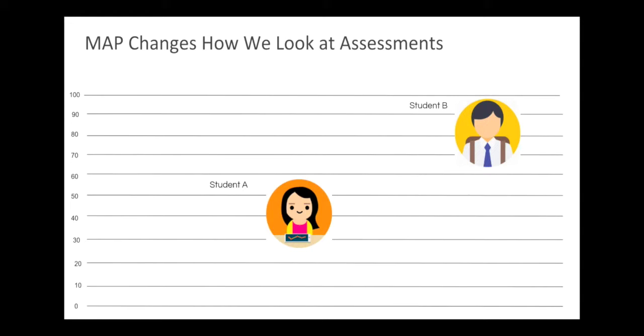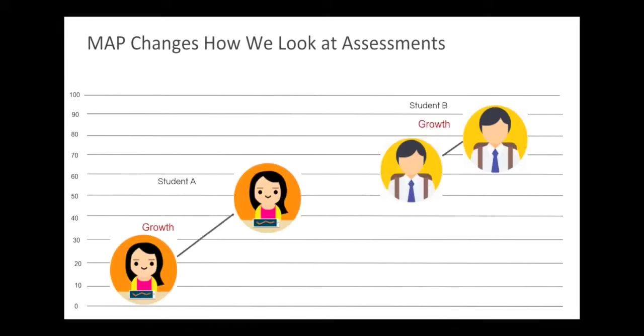The MAP assessment changes how we look at assessments. Previously, all K-2 students took one assessment at the end of the school year. However, with the new K-2 assessments, the assessment is given three times per year, allowing teachers and parents to see how the students are growing throughout the school year.